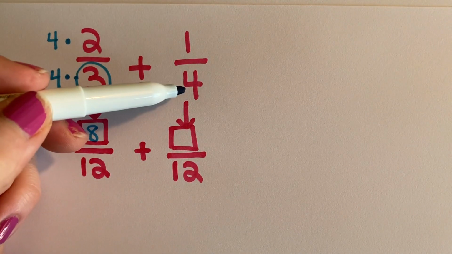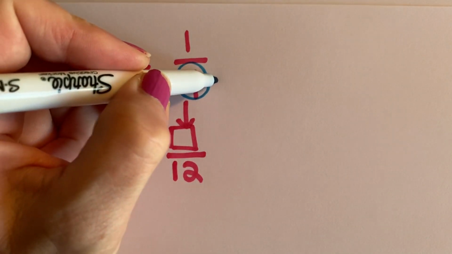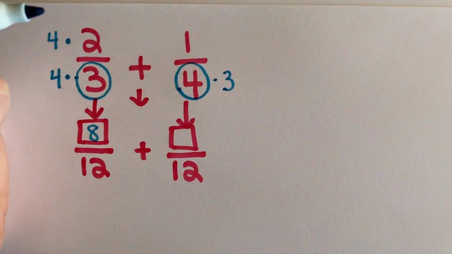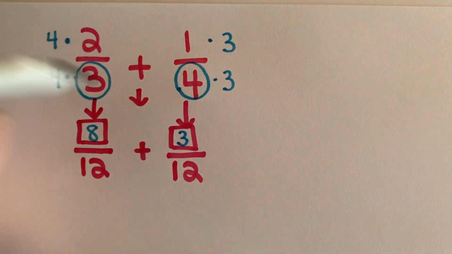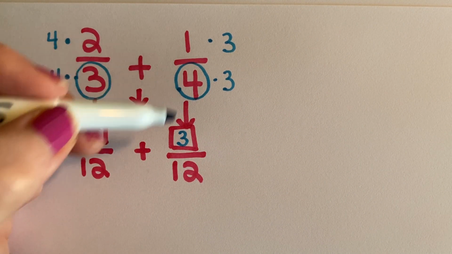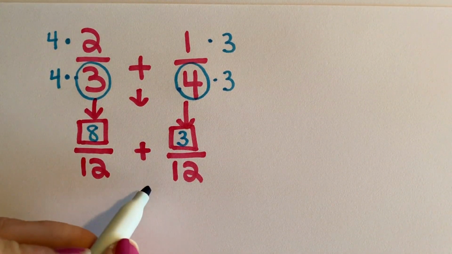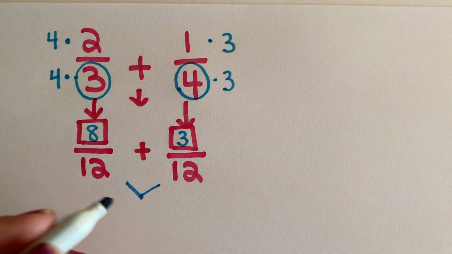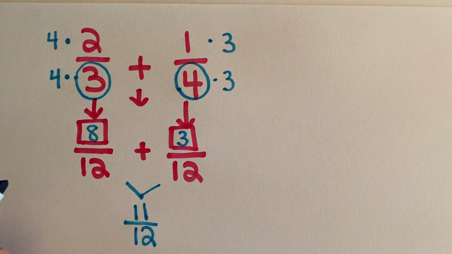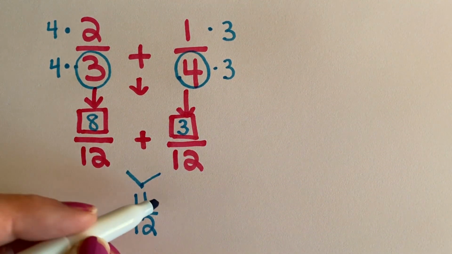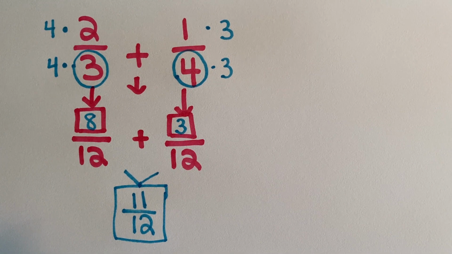Now let's do the same thing with 1/4. To grow a 4 on up to a 12, what do we multiply it by? 3. But we have to make sure we keep balance and do it to the top. 1 times 3 is 3. 1/4 is the same as 3/12. Equivalent fractions. Now that we have a common denominator, we can add 8/12 plus 3/12. 8 plus 3 is 11. And we keep that common denominator. So we'll go with a final answer of 11/12. It's just that easy to add two fractions. But let's try another one.